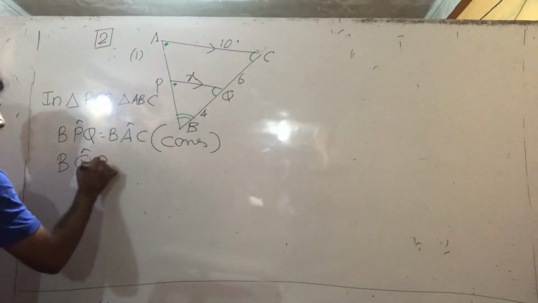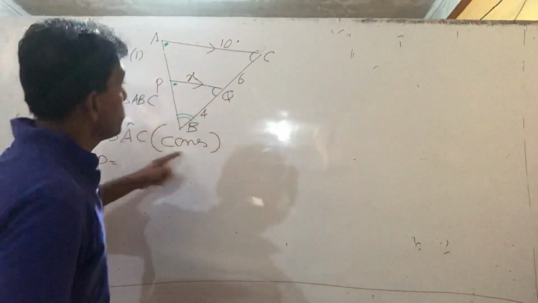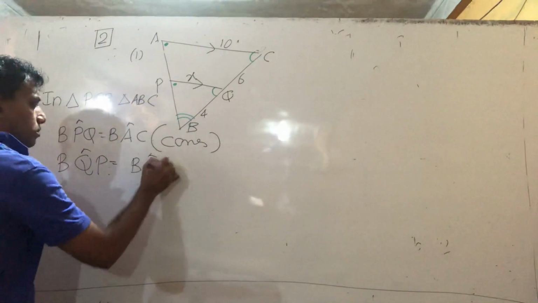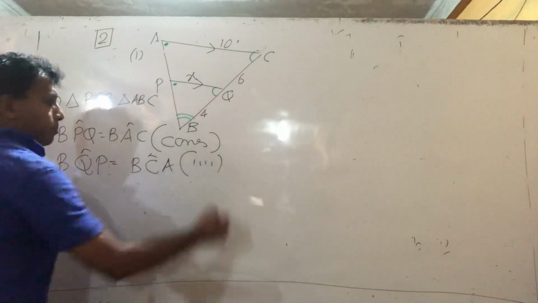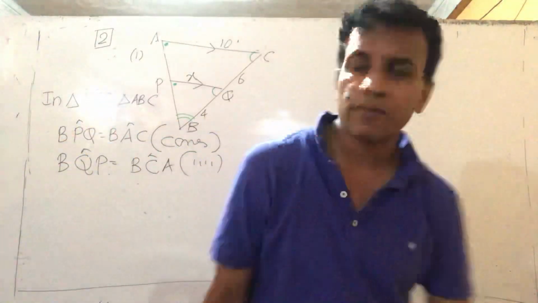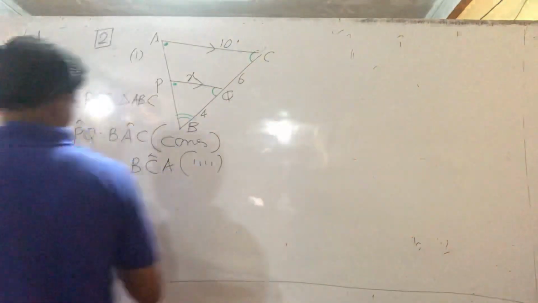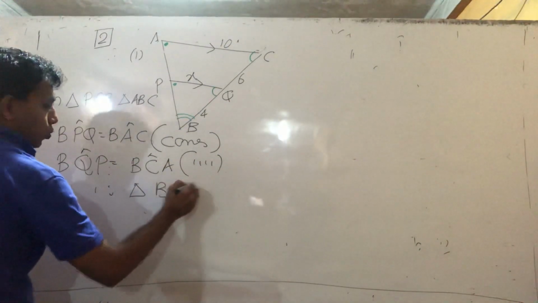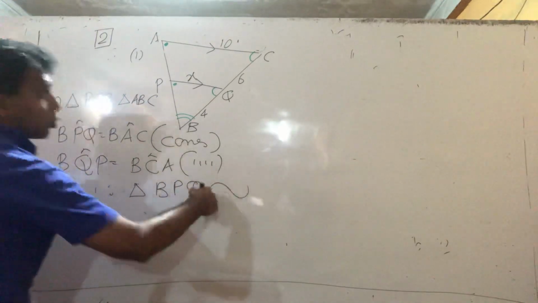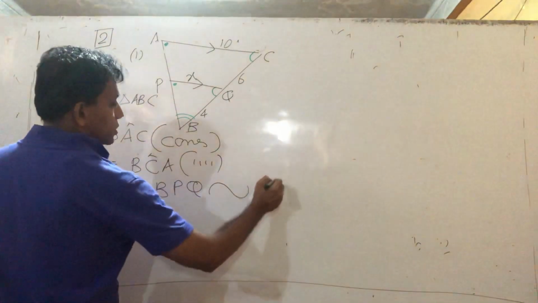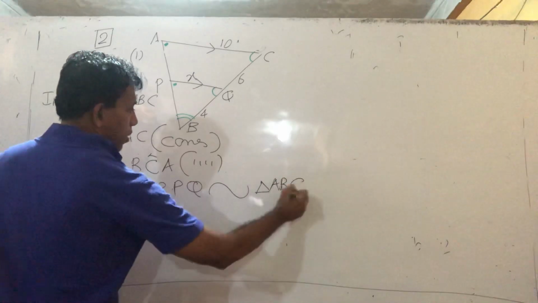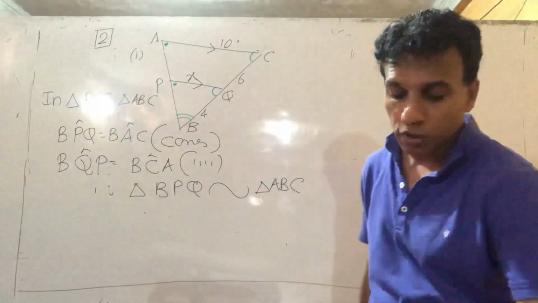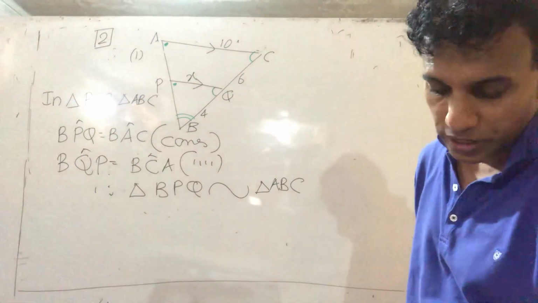BQP. This one, BCA, corresponding angle, same matter. Two angles are enough. So right, therefore triangle BPQ, symbol, is equiangular to triangle ABC. If two triangles are said to be equiangular, corresponding sides are proportional.